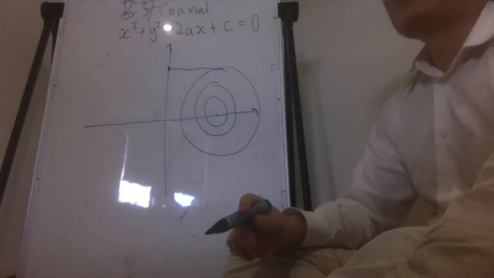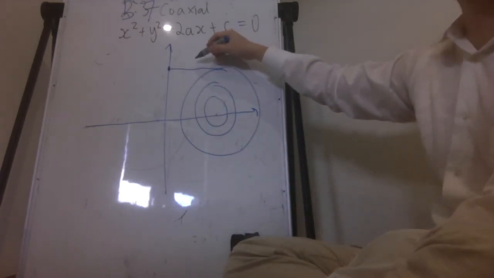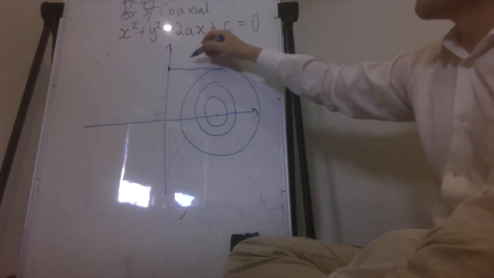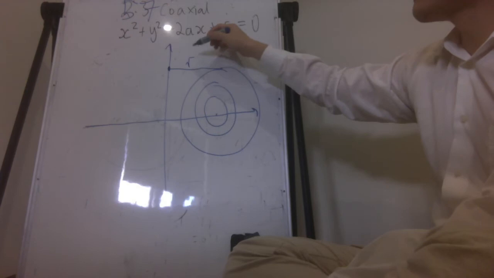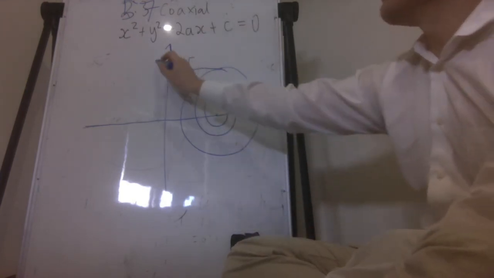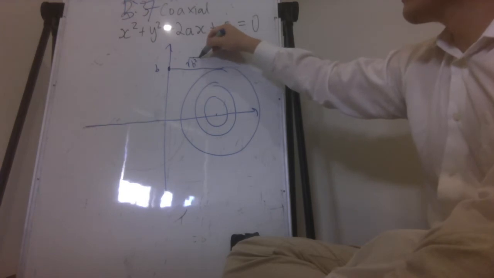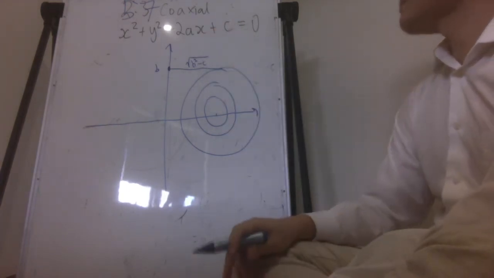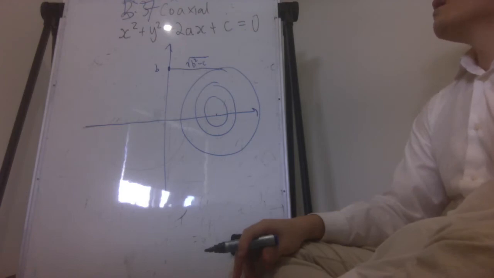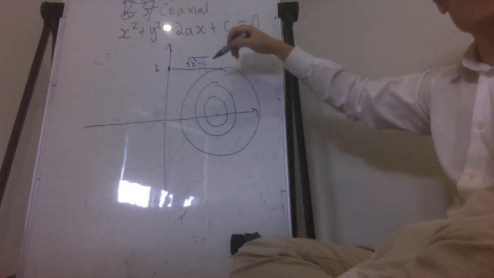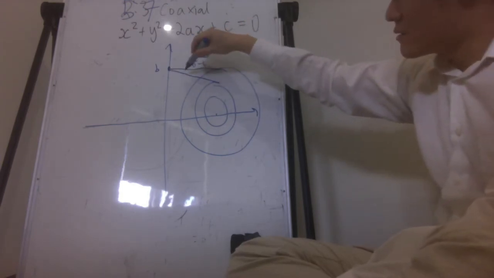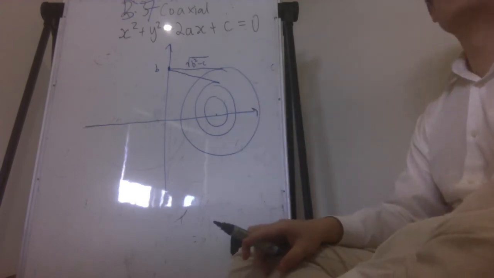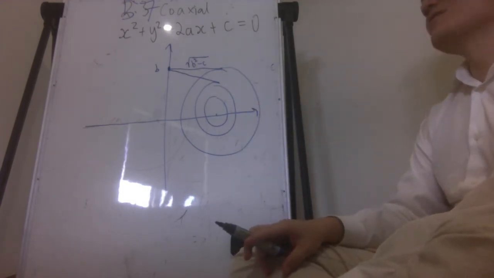You remember that the square of the length of the tangent is equal to the power. So the tangent length is the root of the power, which is b squared minus c. Because all the circles have the same power, all the tangents are the same length. They all lie on a circle.